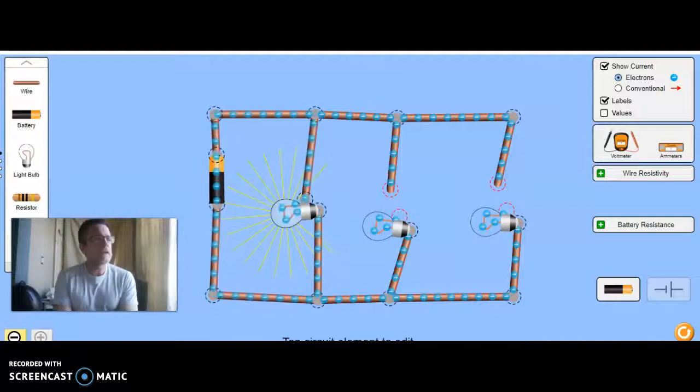Okay, welcome back. I have set up what's going to be a parallel circuit, and right now it's operating, but only in a series because we don't have the connection made here and here.